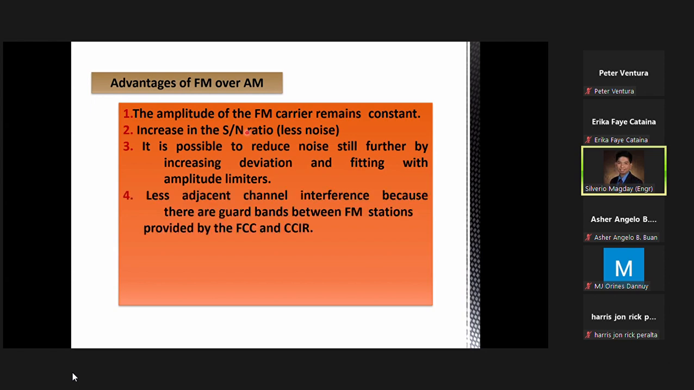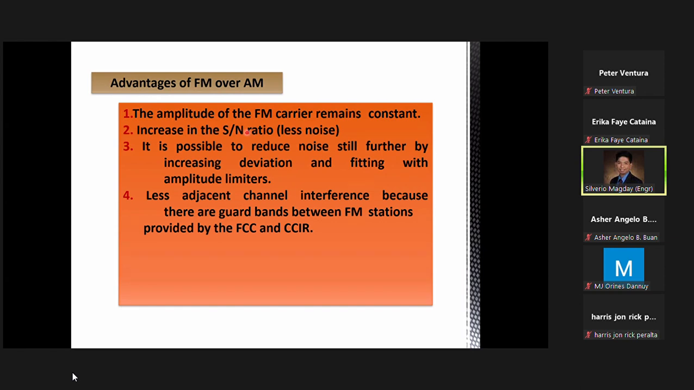Tapos less adjacent channel interference yung pwedeng mangyari because there are guard bands between your frequency modulation stations provided by your FCC and their CCIR, the Consultative Committee of International Radio. Your guard bands cannot be occupied by a station. Kumbaga, ito yung in between mga frequency ng FM stations para maiwasan yung interference.